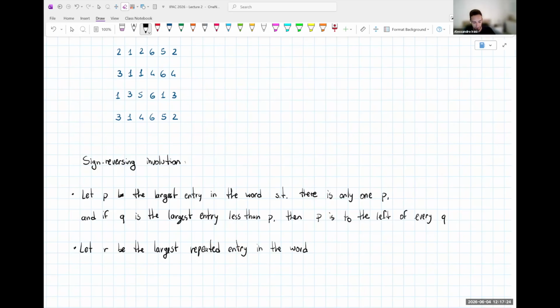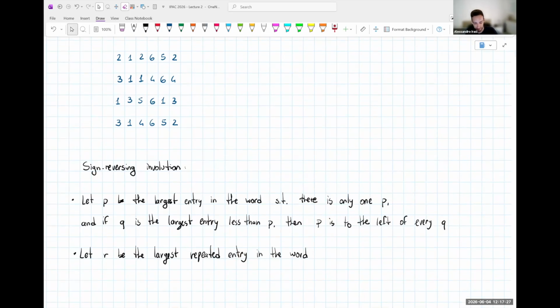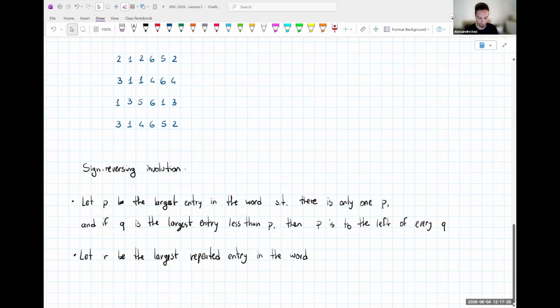Okay. Also, this might again not exist. So let's see in our examples what's going on. In the first example, who is P? Well, we need to look at the entries such that there is only one occurrence. Let's look at 6 because it's the largest such entry, and then we see that all the 5s are to the right of 6. So P is to the left of every 5, and so in this case, P is 6.